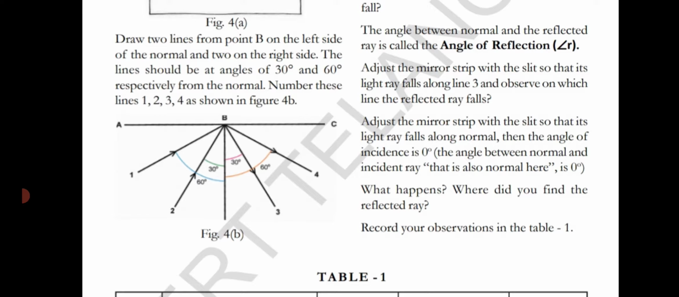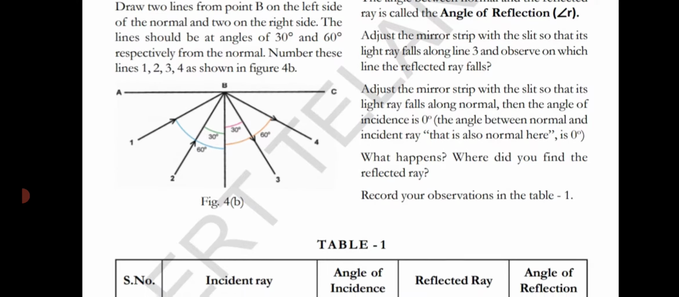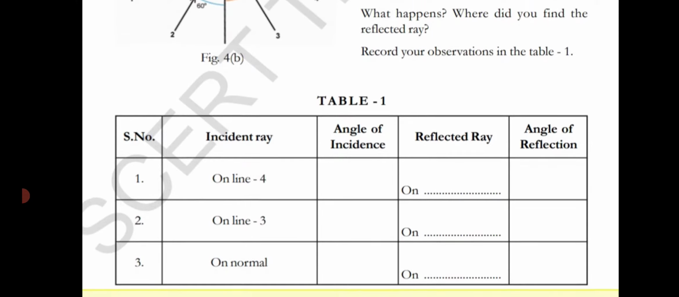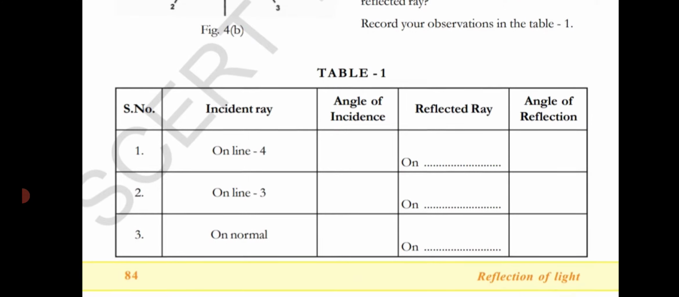What happens? Where did you find the reflected ray? Both the incident ray and the reflected ray are on the same line. So where the ray falls along the normal, the angle will be 0. Record your observations in table 1. Here the incident ray is on line 4. Angle of incidence, what was it?